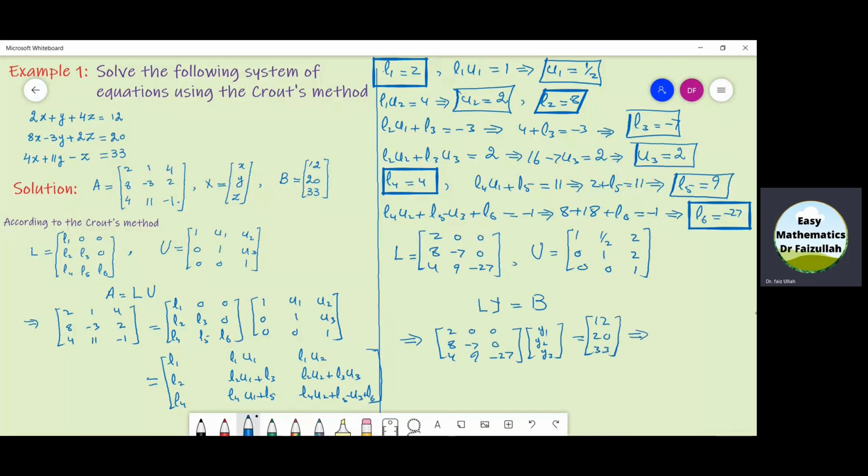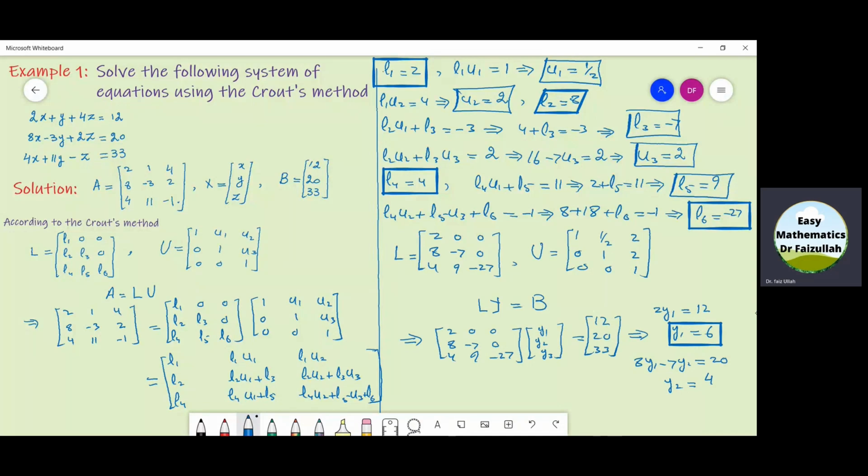Now solving this, we have 2y1 is equal to 12. So from this we get the value of y1, which is equal to 6. Now from the next equation we have 8y1 minus 7y2. This one is equal to 20. And if we put the value of y1 and simplify this, we can get that the value of y2 is given by 4.